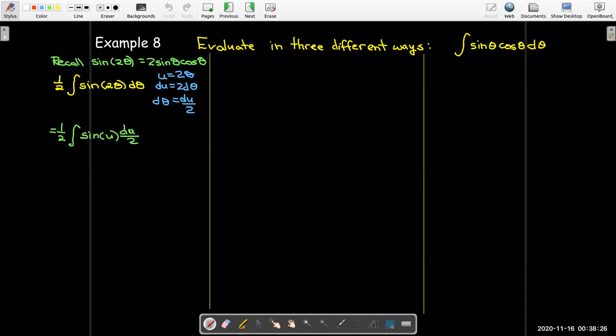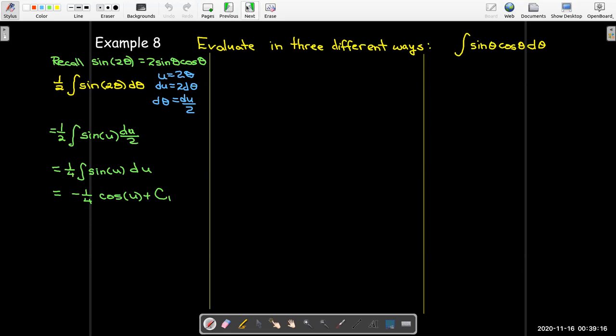I still have the multiplying factor of 1/2. The 2 in the denominator is going to multiply with the 2 in the denominator outside the integral. And we'll get 1/4 integral of sine of u du. And the antiderivative of sine of u is negative cosine u. So our most general antiderivative will be negative 1/4 cosine of u plus c1. Now I put a subscript on the constant here to emphasize that the constant that we get in the other two ways could be different from this constant here.